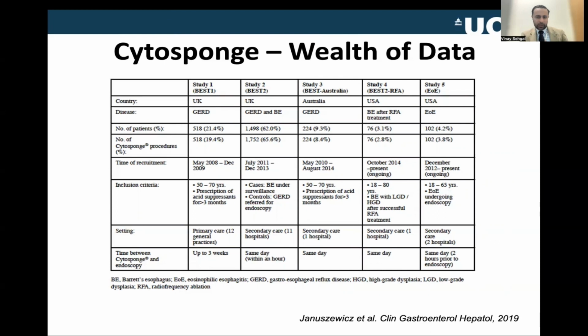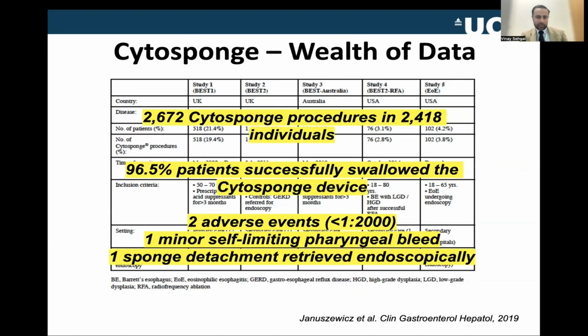There has already been a wealth of data looking at the Cytosponge device. In particular, in the UK, we have seen the BEST-1 study, which was a feasibility study looking at patients with symptomatic reflux disease. This was followed by the BEST-2 study, which was a case control study in patients with reflux disease and Barrett's. And the take-home message from all of these studies is that the Cytosponge was able to detect Barrett's esophagus with a sensitivity in excess of 80%, which neared 90% in those with longer segments of Barrett's. Overall, nearly 3,000 procedures have been performed worldwide, and the device is successfully swallowed by nearly 97% of patients, with only 2 adverse events reported in the literature, which is very encouraging on the whole.